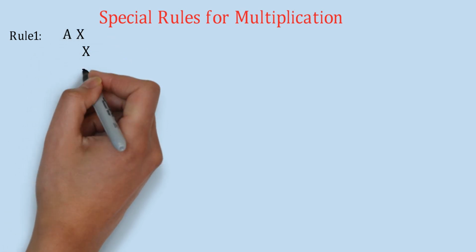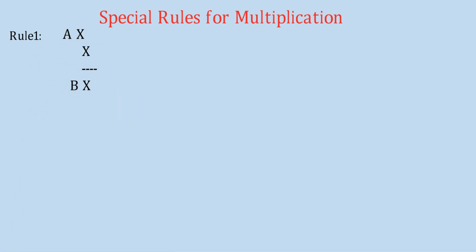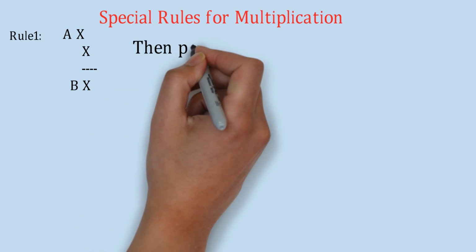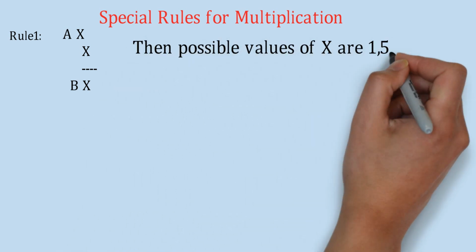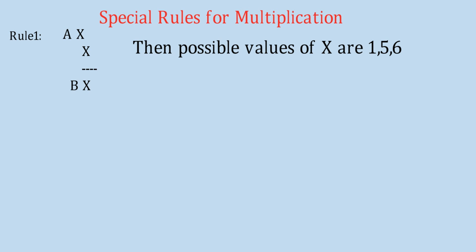Rule number 1. If AX is multiplied by X and we get BX, you see the digit X is common here, because AX is multiplied by X and we get BX, so X is getting repeated. Then the only possible values of X are 1, 5 and 6. Always remember this. If 1 is multiplied by 1, you will get 1 as the result.